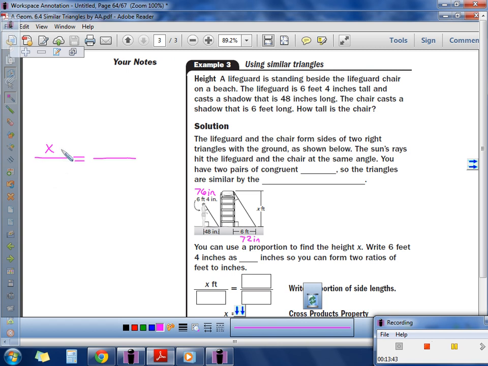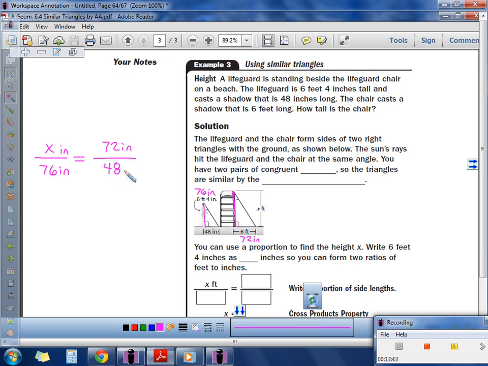And I remember we talked about doing everything in inches. So this piece right here, this unknown height of the chair, what does it correspond to on the other triangle? Okay, how tall is that person? 76. So X corresponds to 76. I'm putting them below each other. So it's the chair over the person. I need another term from the chair.